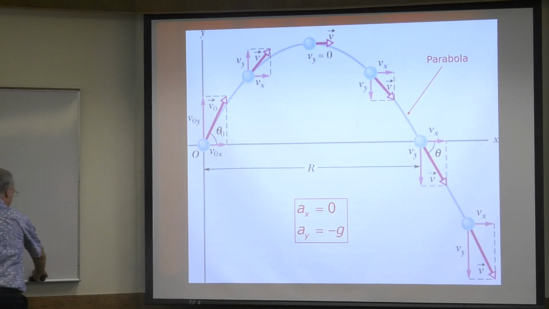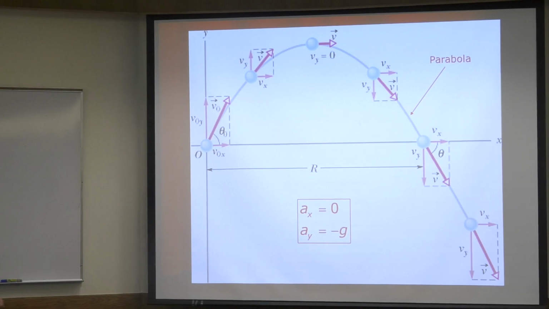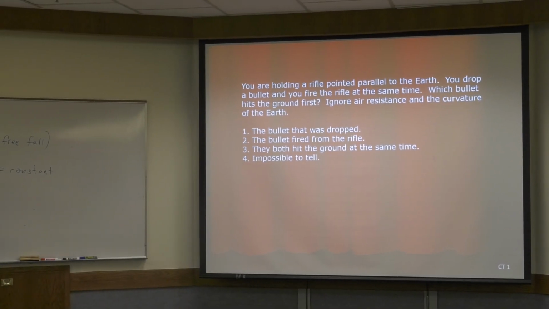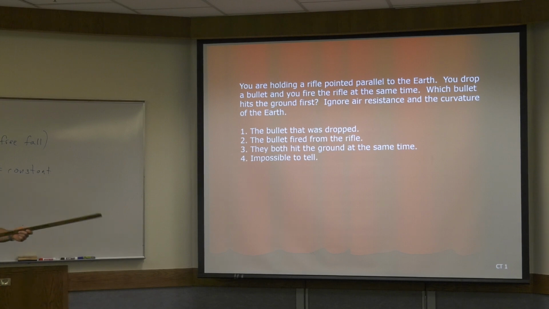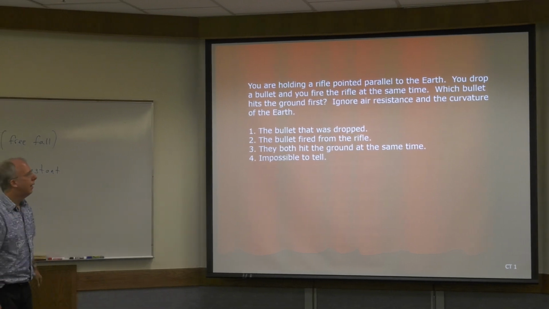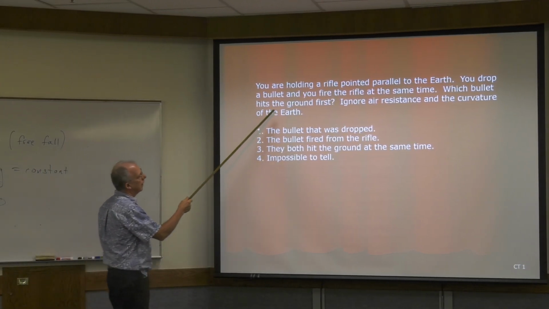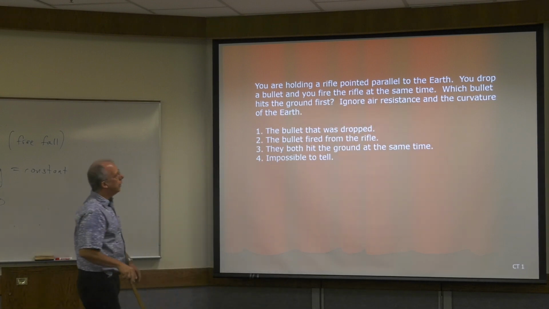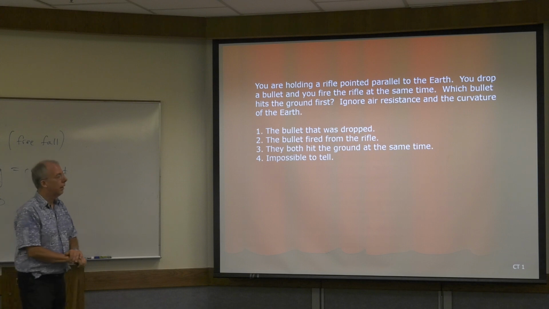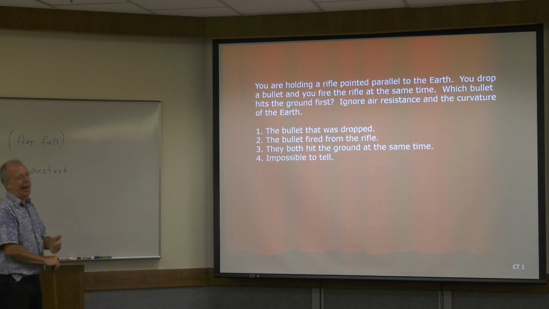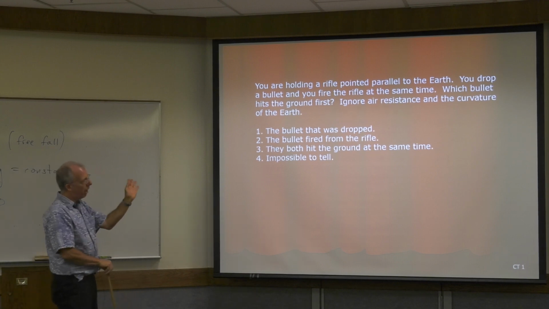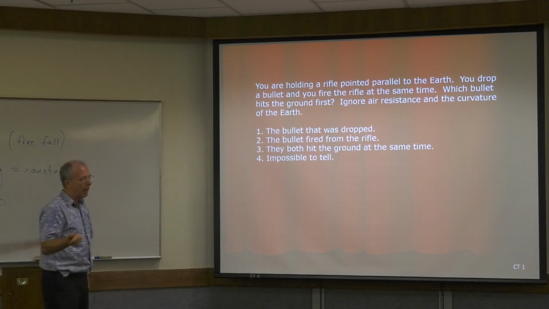All right, let's have you answer some questions now. You are holding a rifle pointed parallel to the ground, or to the earth, whatever. You drop a bullet, and you fire the rifle at the same time. Which bullet hits the ground first? Ignore air resistance and assume that the earth is flat. So we're members of the Flat Earth Society, right? Okay, so pause your video and figure it out.